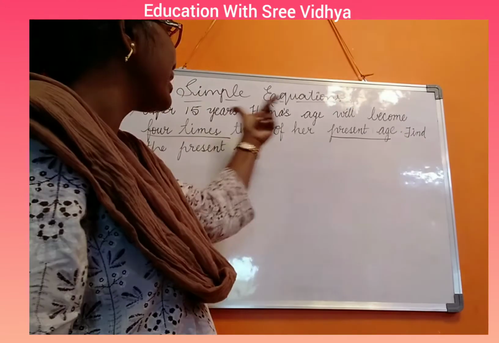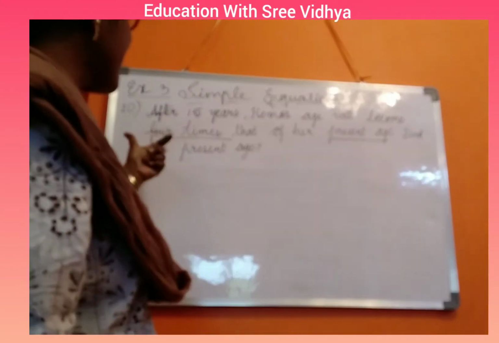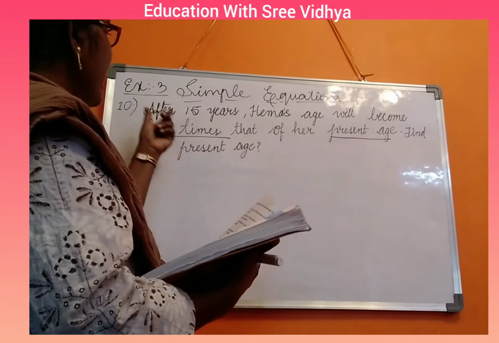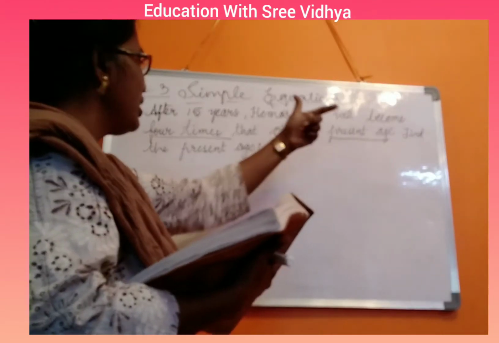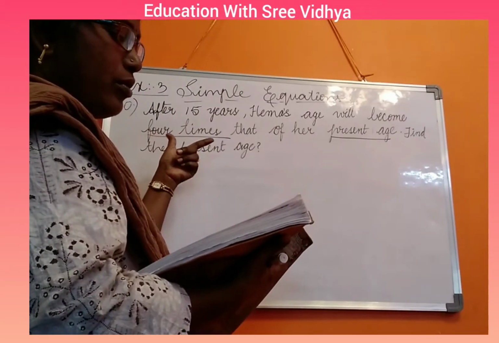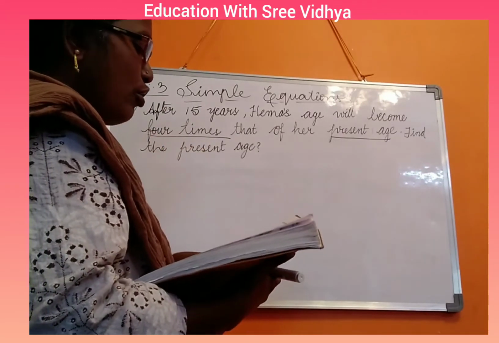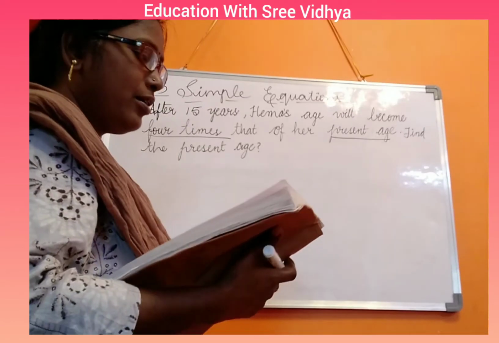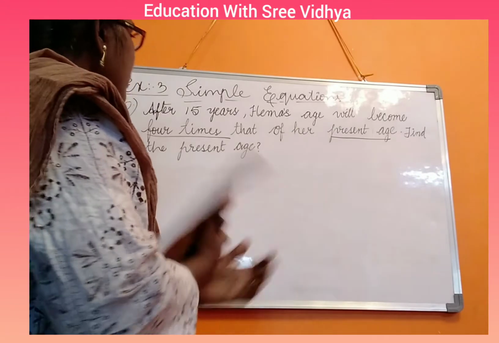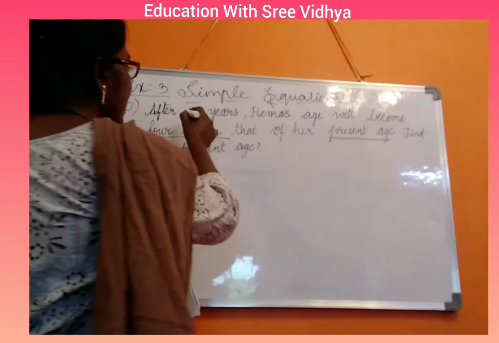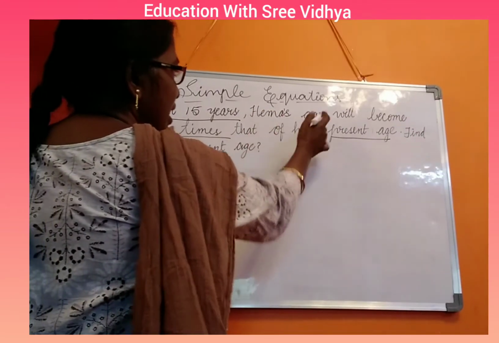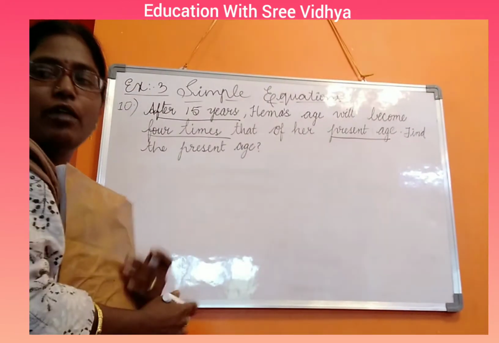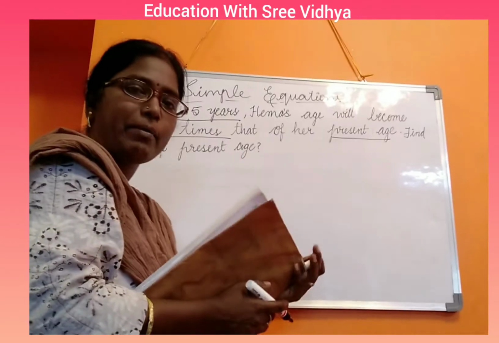Let us continue with the simple equations exercise 3 problem number 10. After 15 years, Hema's age will become 4 times that of her present age. Find her present age, is the question given in the textbook. So first of all, we don't know the present age of Hema, right?